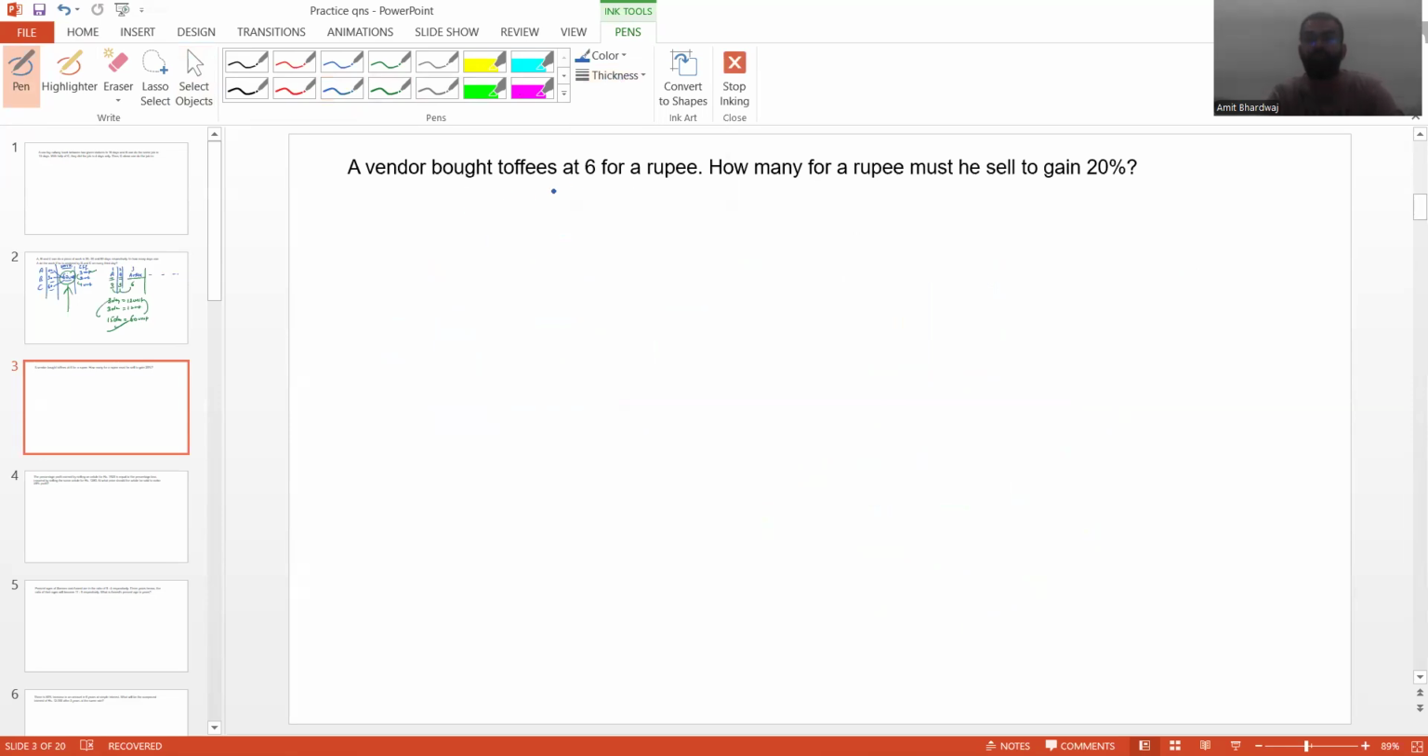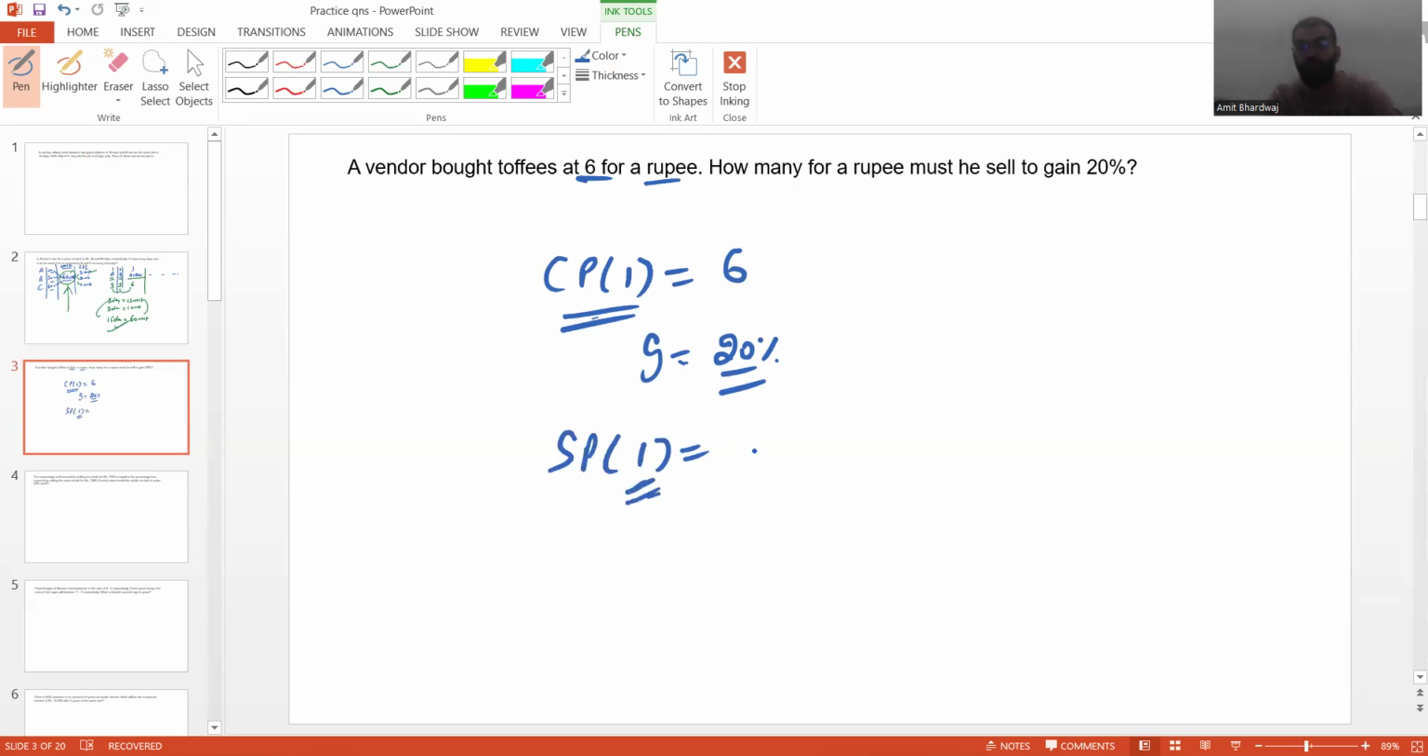This is from the profit and loss. A vendor bought toffee 6 for a rupee, means vendor bought for CP of 6 for a rupee, means at 1 rupee 6 toffee he will buy, right? Or she will buy. For how many rupee must he sell to gain 20%? Means if he is getting gain 20%, vendor is getting gain 20%, right? So how many for a rupee must he sell? How many for a 1 rupee he must sell, right?